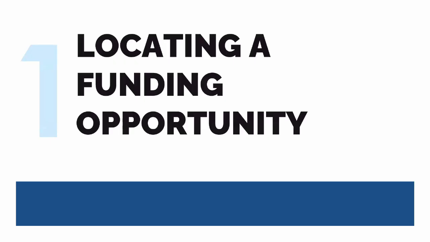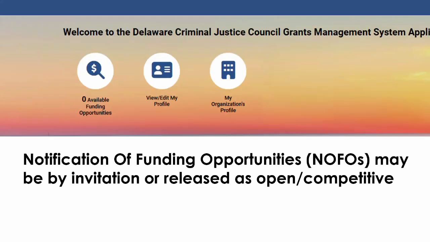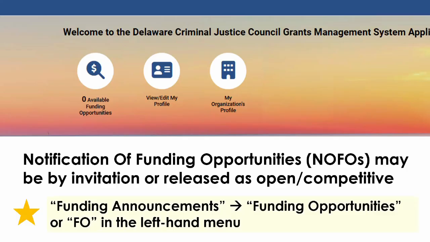Our first step is to locate a funding opportunity. The CJC will release new funding opportunities in the same ways as before, by invitation or as an open competitive NOFO. CJC is updating its terminology, so you'll notice that what used to be termed a funding announcement is now a funding opportunity, which is consistent with what federal agencies now call their grant solicitations. You'll see funding opportunity in the main header and FO on the left-hand menu as you're navigating different areas of the system.